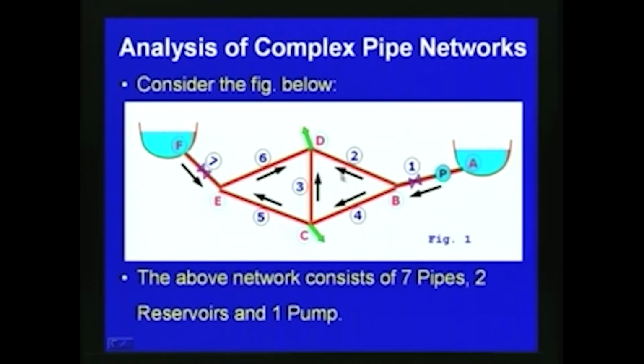So, here we have 7 pipe elements. The above network consists of 7 pipes, 2 reservoirs and 1 pump, and then we have 4 junctions or 4 nodes. We will now see how to write the system of equations for such a typical system, and then for any kind of system we can extend the analysis in a very similar way, and the solution part we will discuss in detail later.